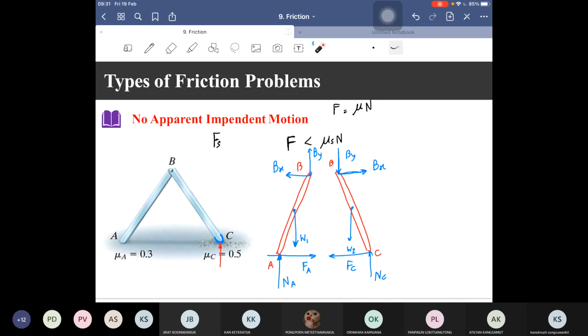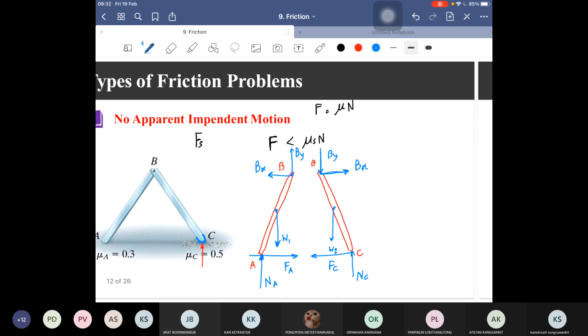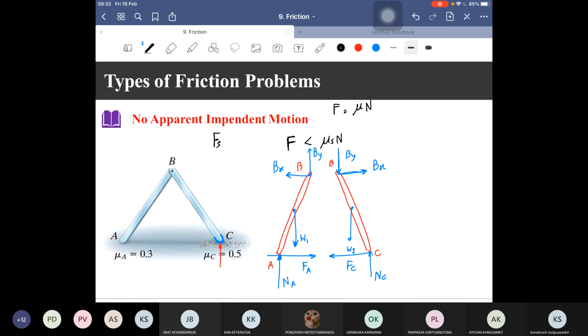Okay. However, although we have Bx and By like this, when we connect these two bars together, these four forces will cancel each other out, or it can be determined as internal force. So we can just consider this system, the weight and frictions and normal force. Now we have four unknown variables to solve if the weight is known: FA, FC, NA, and NC.